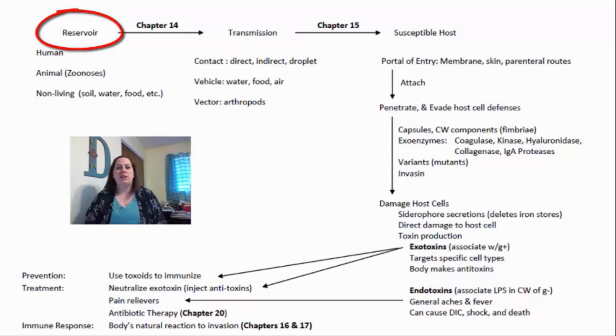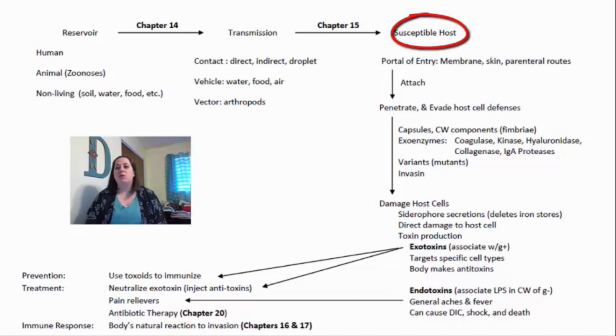Reservoirs include things like humans, animals, or non-living things like fomites. We also see transmission is through contact. There could be a vehicle like water, food, or air, or vectors like arthropods. Chapter 15 is going to look more at the susceptibility of the host. What's the portal of entry?